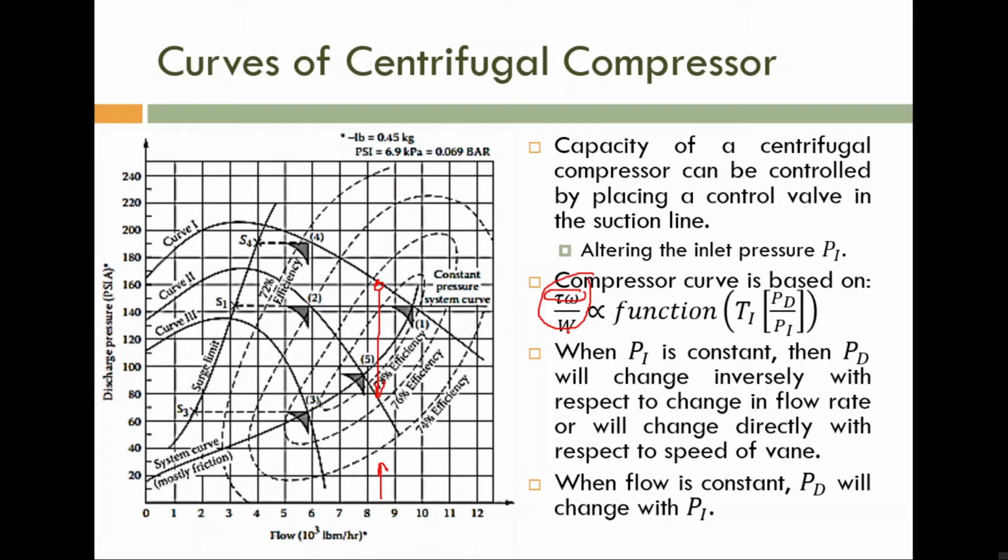In this particular figure, this is flow rate and the y-axis is discharge pressure. These three curves are the compressor curves with respect to different Pi, where tau, W, and Ti are constant. Now this dotted line is the efficiency curve.